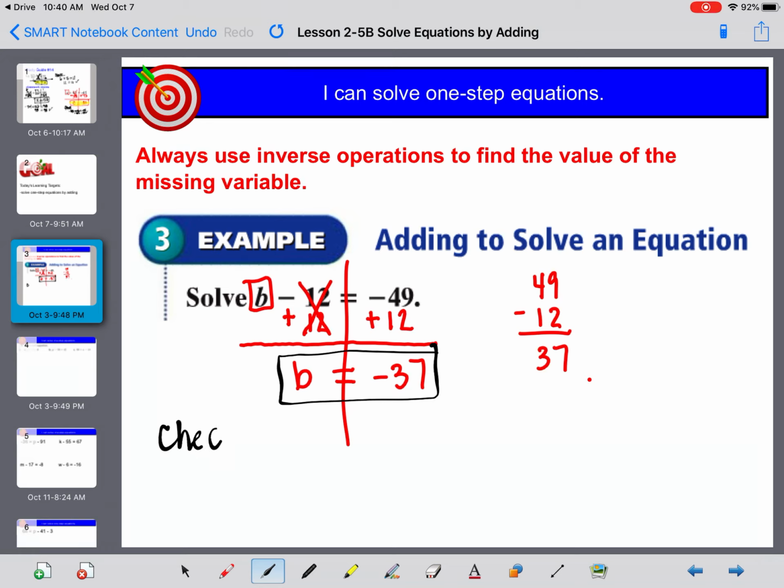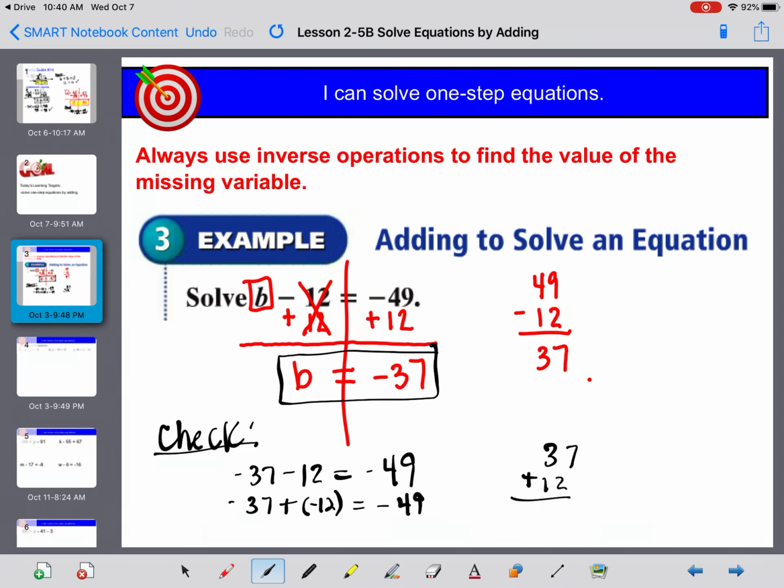Then I go back and I check my work before I say that I am for sure done with this problem. Negative 37 minus 12 equals negative 49. Well, some of us like to rewrite this as adding negative 12. Negative 37 plus negative 12. I have the same sign, so I add the two numbers, and I get 49. And they're both negative, so I keep the negative. And yes, I get the same answer. That means that negative 37 made that equation true, so it is the solution.